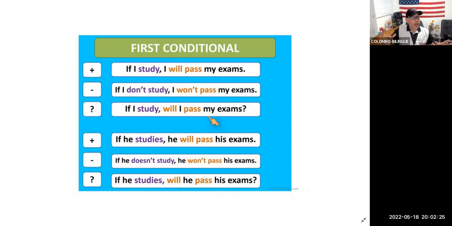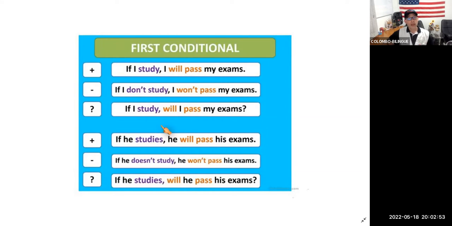So, guys, can you see the condition and the result? The condition in present, and the result in future. If I study, I will pass the exam. If I don't study, I won't pass the exam. Obviously. Next one, teacher: and what about questions?